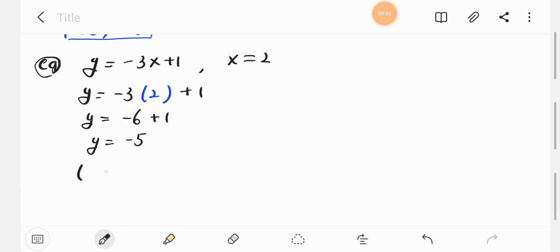So the ordered pair is x equals 2, y is negative 5. So this is the solution. The ordered pair solution is (2, -5). Make sense?